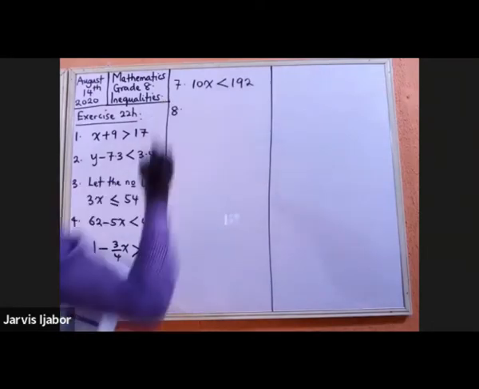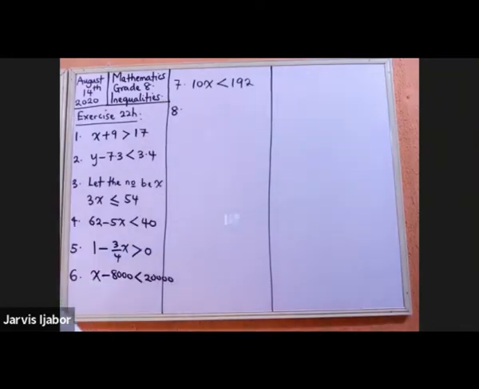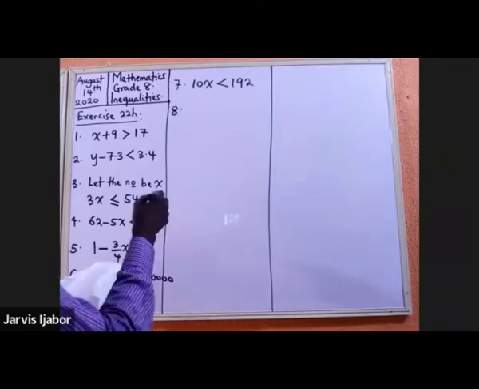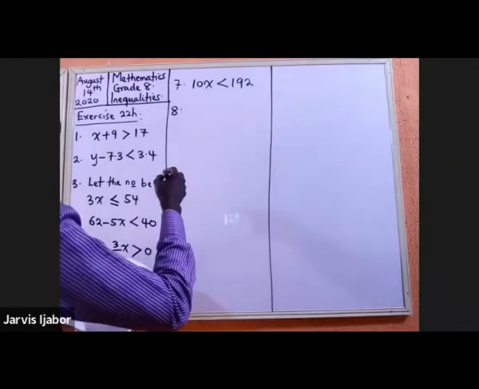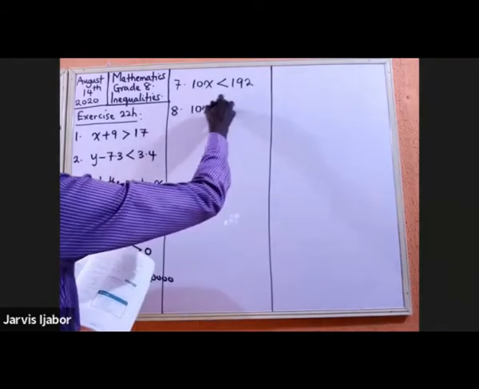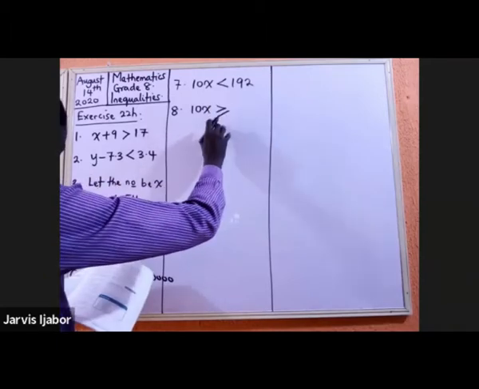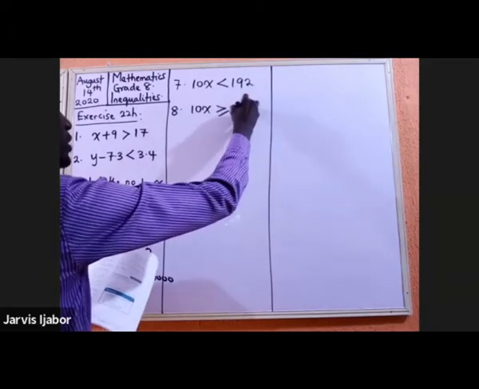Number 8. A rectangle is x cm long and 10 cm wide. Find the range of values of x if the area of the rectangle is not less than, it means greater than or equal to. So that will be 10x greater than or equal to what? 120.